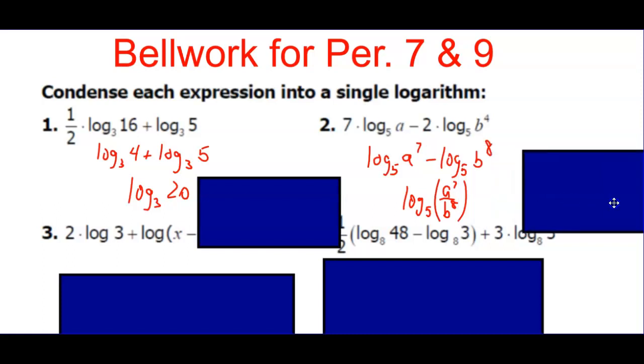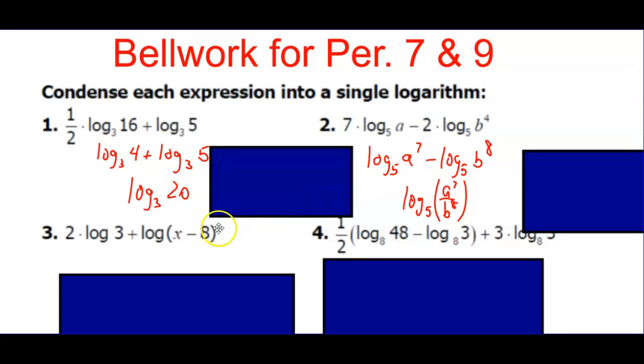For the second one, again, make it an exponent in both cases, both coefficients. So first off, it would be a to the 7th, then it would be b to the 8th. Then we're subtracting two logs of the same base, so they'll become a quotient. So a to the 7th over b to the 8th becomes a singular input.